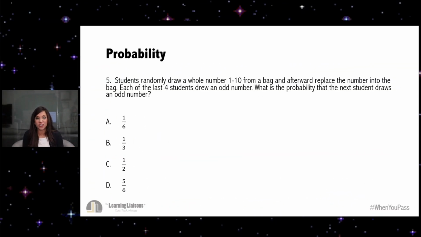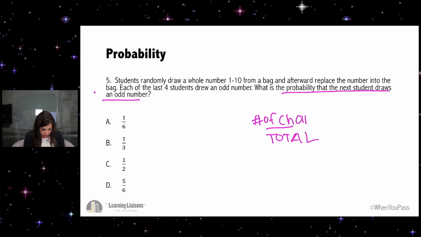Probability. Let's find out how to solve this problem. So, I know that I'm looking for the probability that the next student draws an odd number. And with probability, if we're representing it in fraction form like they did here, I'm going to have my total on the bottom, and I'm going to have the number of chances on the top. So in this case, because they are replacing the number back into the bag, this right here is extraneous information. We don't need that information because all of those students are taking their numbers and they're putting it back in the bag. They're not holding on to it. So every student has the same probability of pulling an odd number.